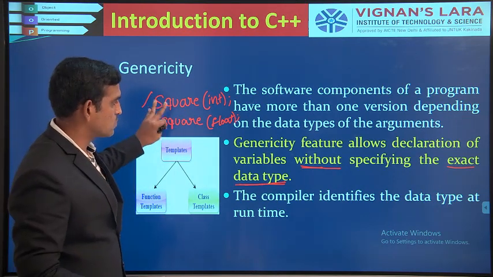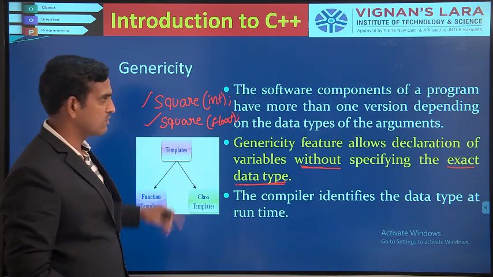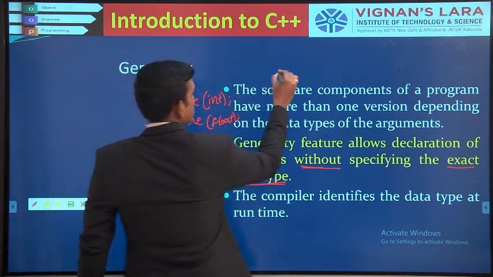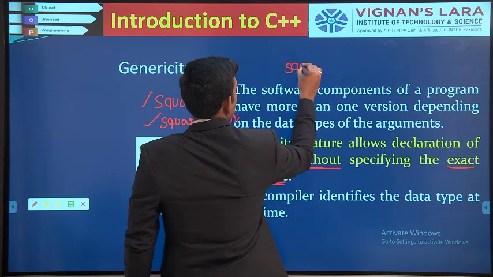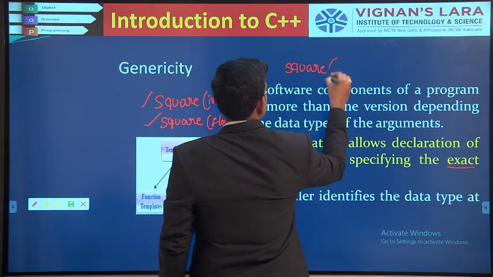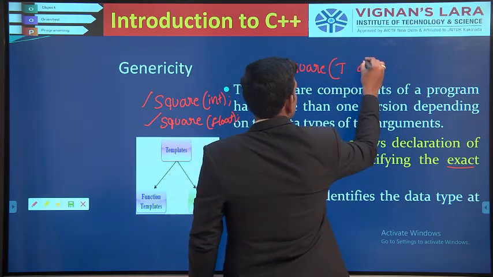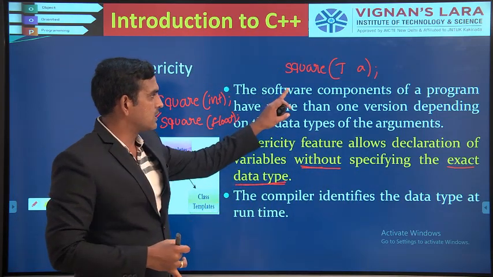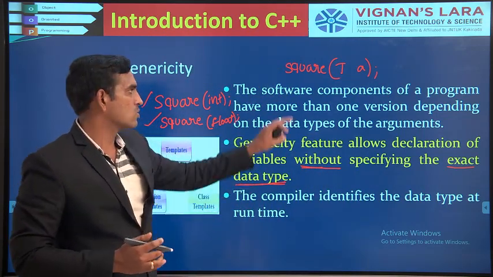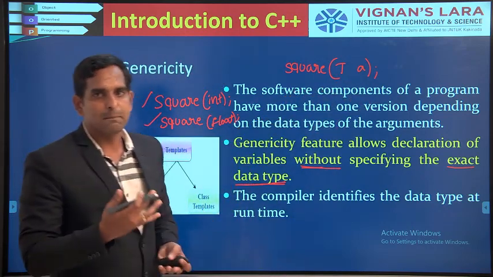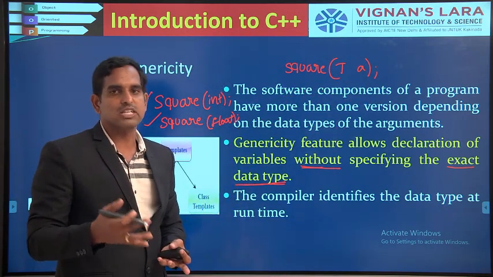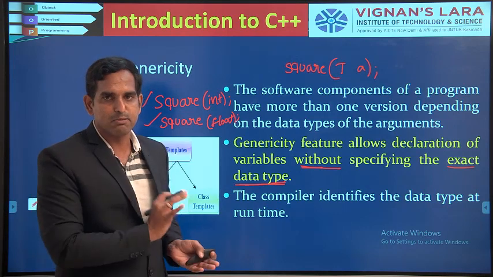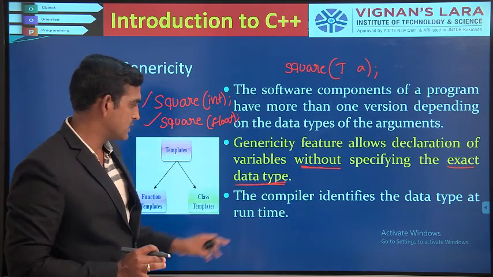To avoid this, we will be using the genericity feature, where instead of writing two functions, we will be writing only one function. Okay, where T will be treated as a template. So T will be treated as one template variable. Template variable means it will be acting as any data type variable. Okay, we will be looking at them.